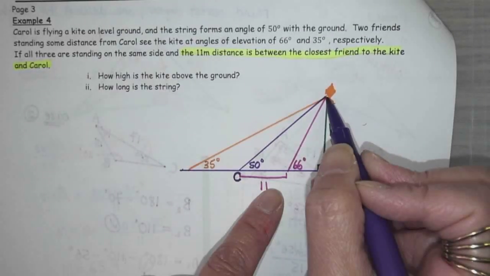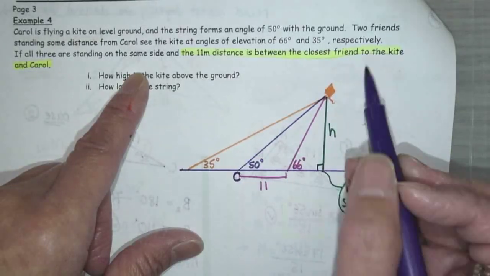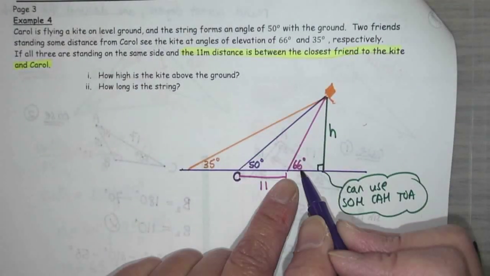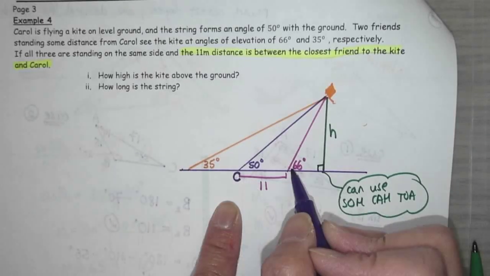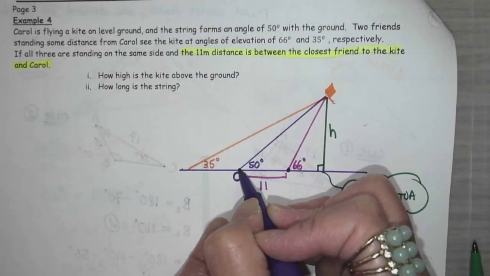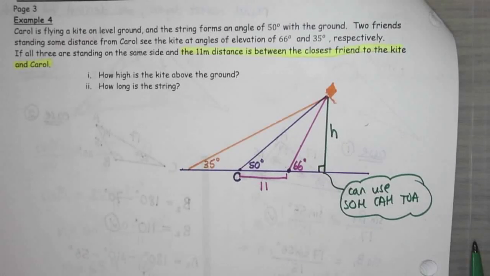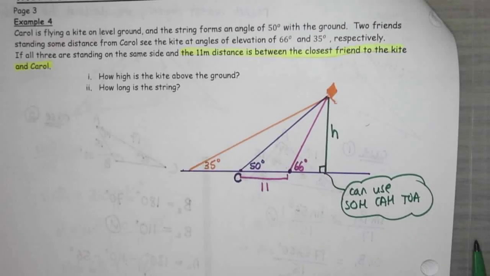This person's closer to the kite, and it's an 11-meter distance between the closest friend to the kite, which is this here, 66, and Carol. So between the friend and Carol is 11, right? So between this and this one. Good? Okay. All right?